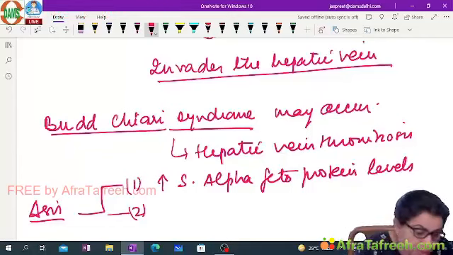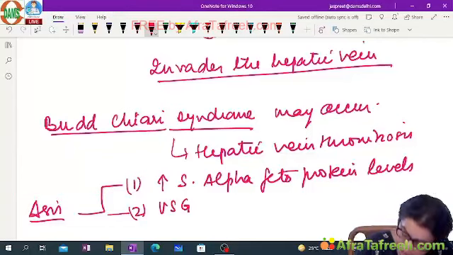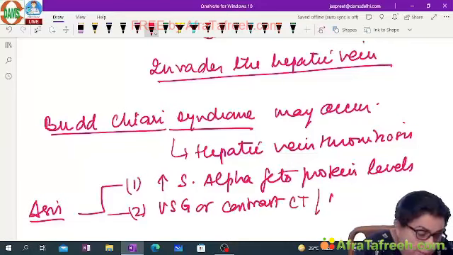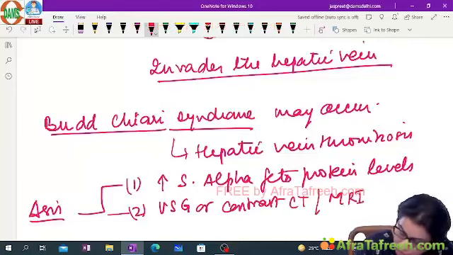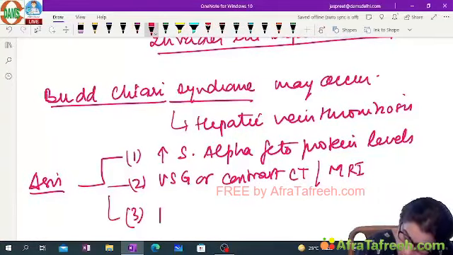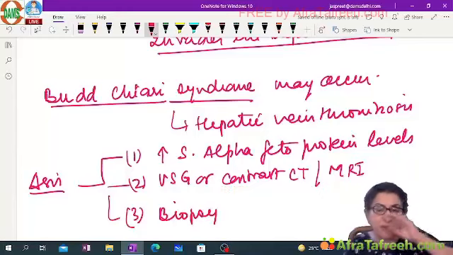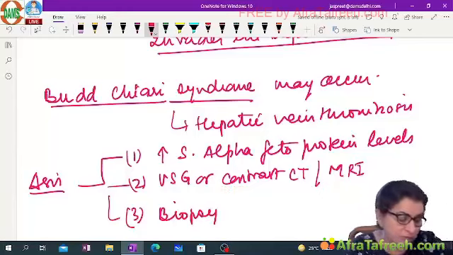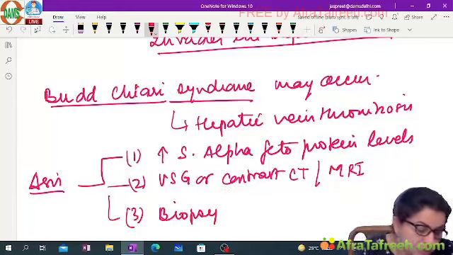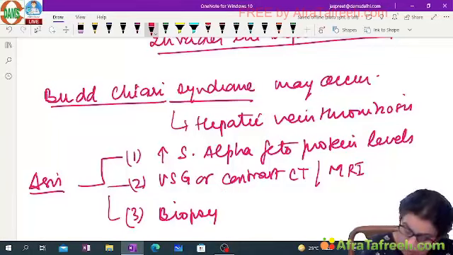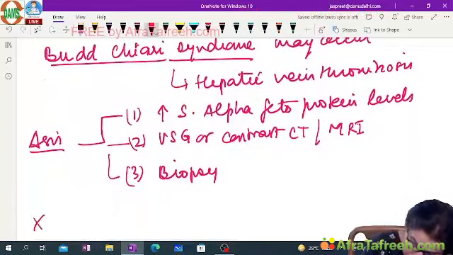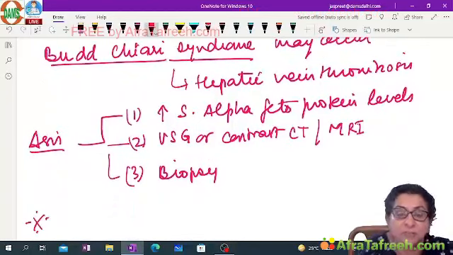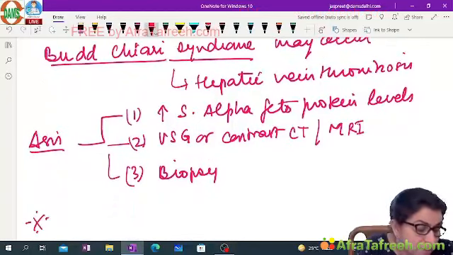And then how do you diagnose? You can diagnose by ultrasound or contrast CT or MRI. And of course, if you see a mass, third is biopsy. Biopsy, of course, is the gold standard. You have to do a biopsy and make a diagnosis of hepatocellular carcinoma. So biopsy will give you the final diagnosis.